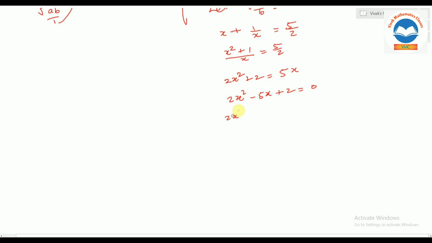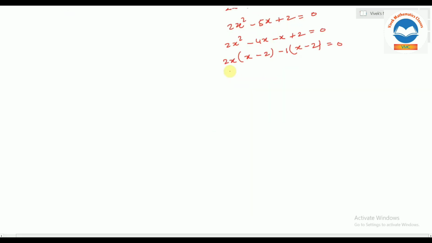So this one we can write 2x square minus 4x minus x plus 2 equal to 0. What can we take common? 2x we can take common. You will get x minus 2. Minus 1 if you take common, x minus 2 equal to 0. So we are getting 2x minus 1 into x minus 2 will be equal to 0. From here x value will be 1 by 2 or x will be 2.